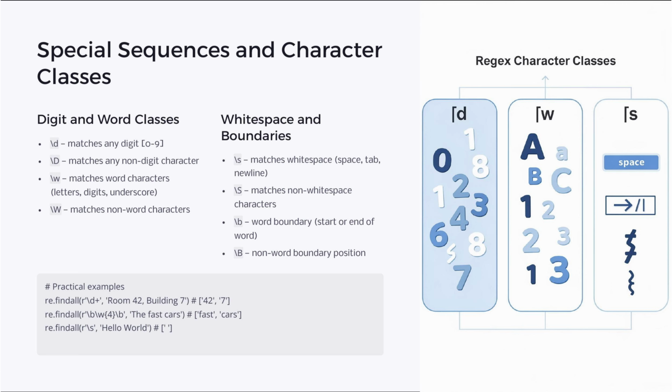For instance, re.findall(r'\d+') on "room 42, building 7" extracts 42 and 7, and re.findall(r'\b\w{4}\b') on "The fast cars" finds fast and cars.